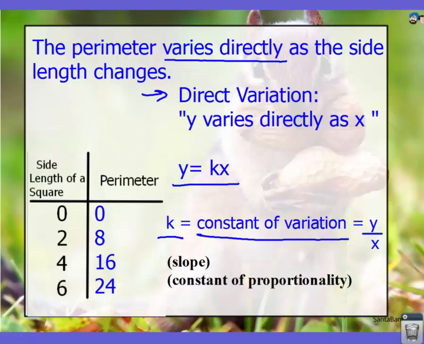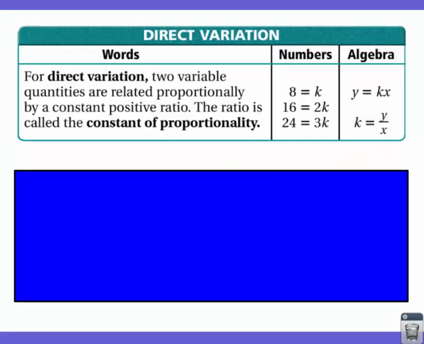Right? So for direct variation, two variable quantities are related proportionally. In other words, there's a consistency in the T-chart by a constant positive ratio. The ratio is called the constant of proportionality. Okay? So if we were to look over here, here's some examples. Here we got 8 is equal to k, 16 is equal to 2k, 24 is equal to 3k. Notice every one of those are saying the same thing. So I'm just kind of adding 2's there, adding 3's there. Okay, it's the same exact thing.